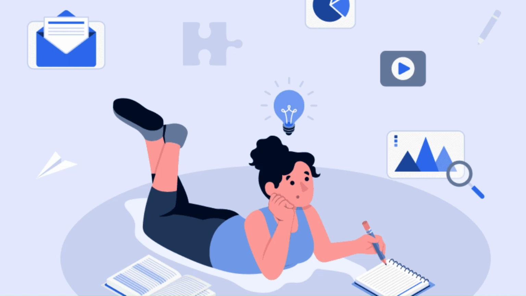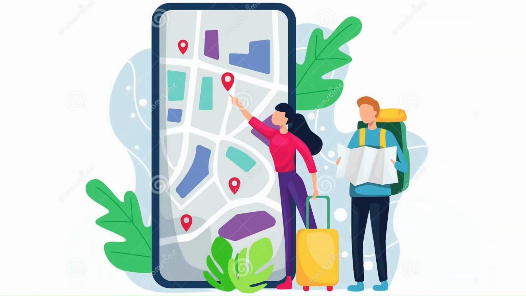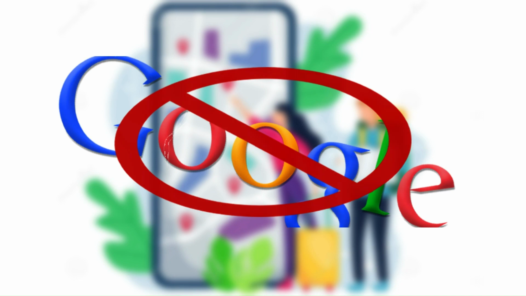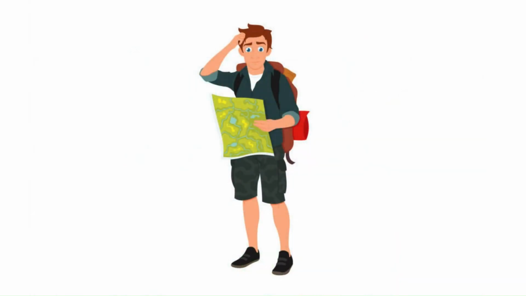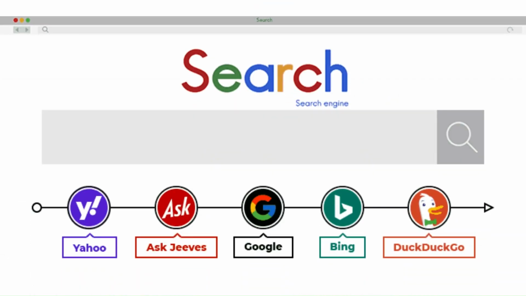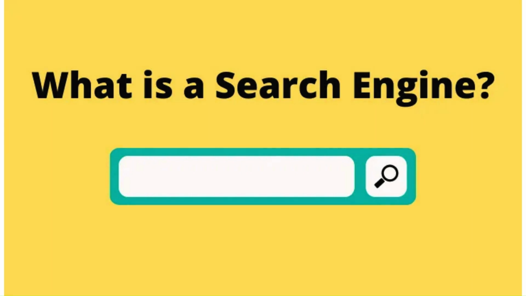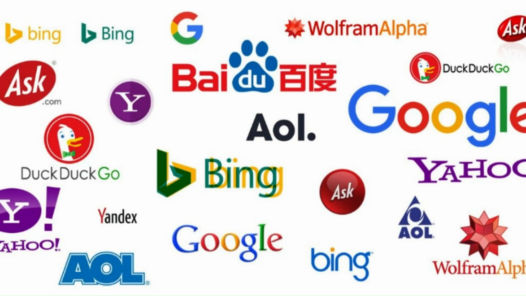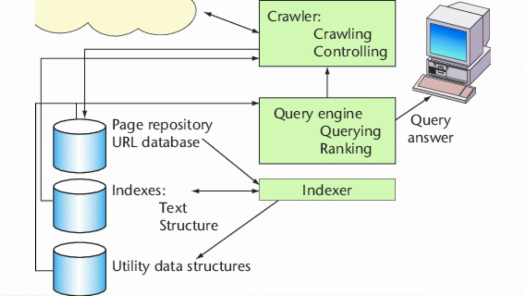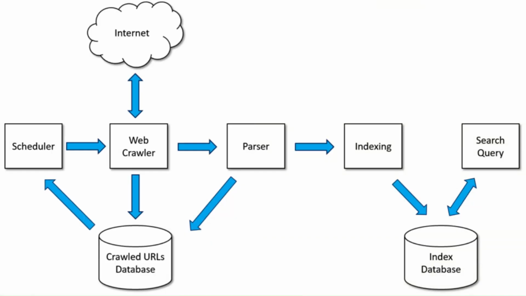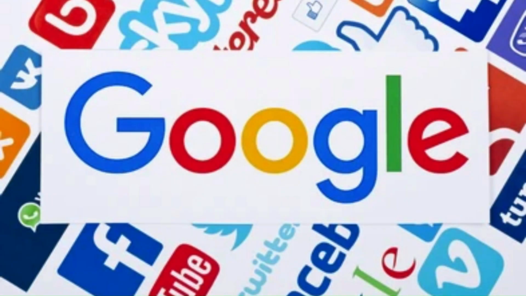You need to find some research papers or want to go to your favorite place, but there's no such thing as Google. How would we navigate the digital landscape? Well, in this alternate reality, search engines would have evolved differently. We might have several competing search platforms, each with their unique algorithms and databases. So let's take a journey into this alternate reality and see what life could have been like without the search engine giant, Google.